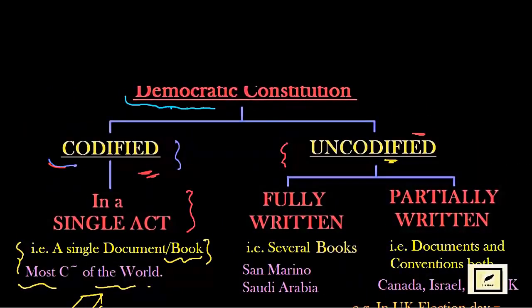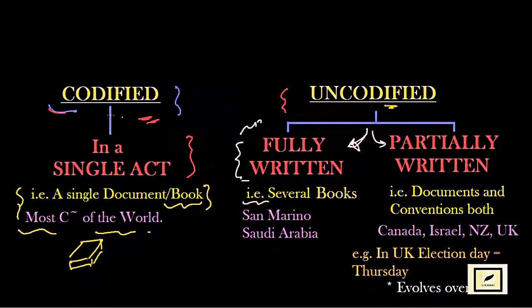These are constitutions which are not written, or they themselves are of two types. The first one is the fully written one. Now this is something that we have to see in detail. That is an uncodified kind of constitution which is fully written, but it is usually in several books. As we already said, a codified constitution is written in only one book. The uncodified but written constitution is usually found in several books.